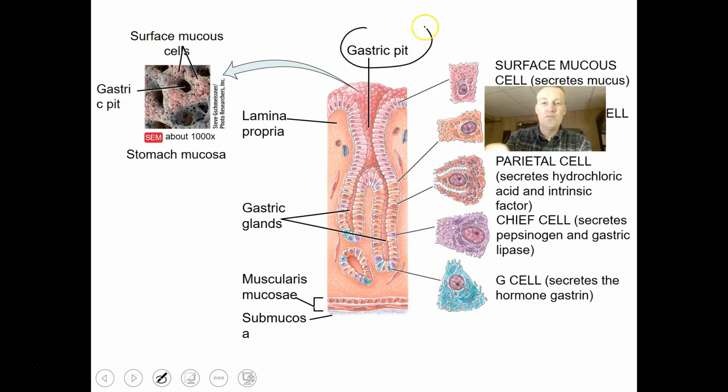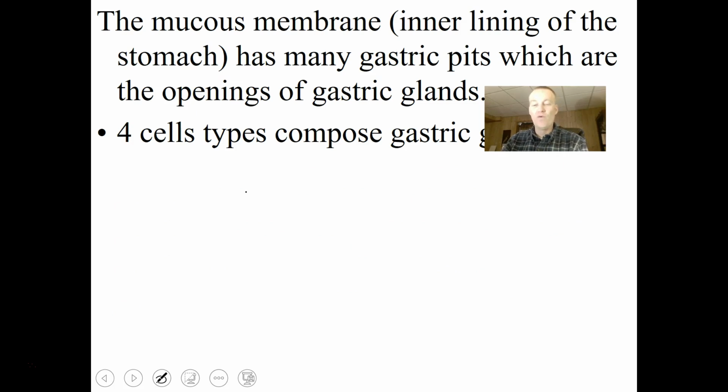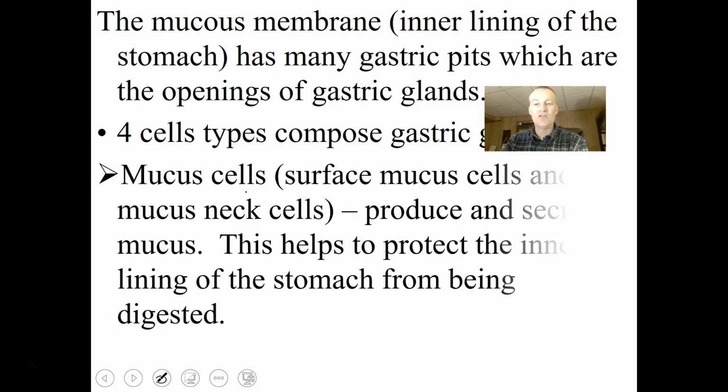So here's the gastric pit, and you can see the lining of the stomach right there. It's a simple columnar epithelium, and it goes into where there are gastric glands. So we'll come back and look at that in 1 second. There are 4 cell types that compose the gastric glands.